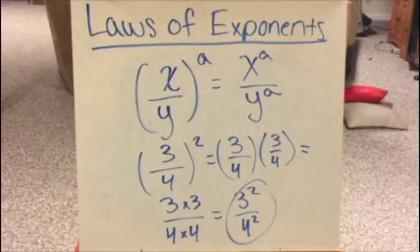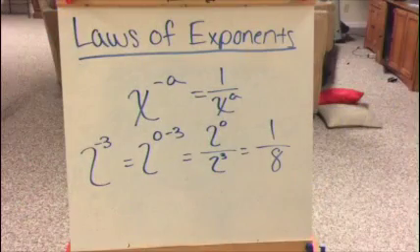This next law is that x over y and then all of that to the power of a equals x to the a over y to the a. Now the a is distributed because, in this example, as shown, 3 over 4, all of that squared, equals 3 over 4 times 3 over 4, which equals 3 times 3 over 4 times 4, which is also equivalent to 3 squared over 4 squared.